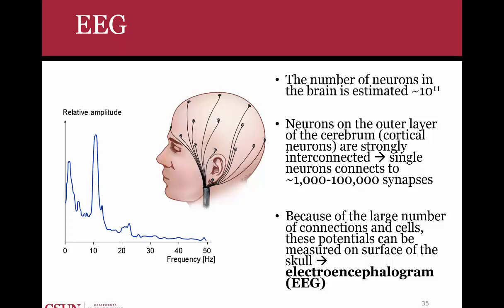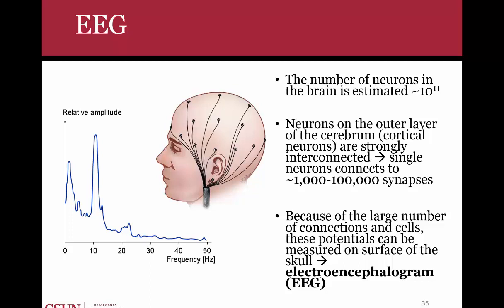Specifically, a lot of them are on the outer layer of the cerebrum, which are called cortical neurons, and they're all strongly interconnected. So for instance, a single neuron will approximately, this is a wide range obviously, connect to 1,000 to 100,000 synapses. That's quite a number of connections that one neuron can make. And if you have 10 to the 11 neurons, you can see what kind of connections you'll get.